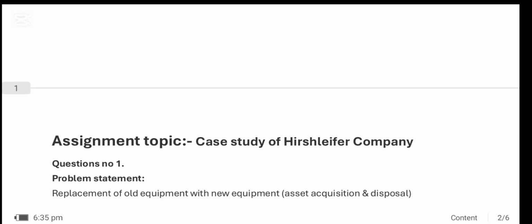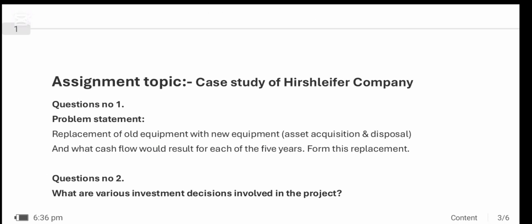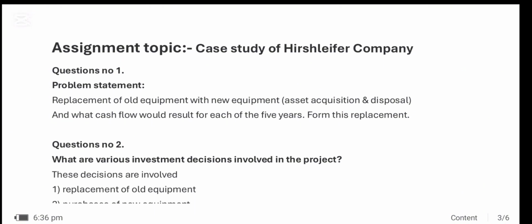Here our topic is the assignment, a case study of the Hirshleifer company. We can discuss its question and its numerical. Firstly, we can discuss its numerical pattern and then we come to the questions.